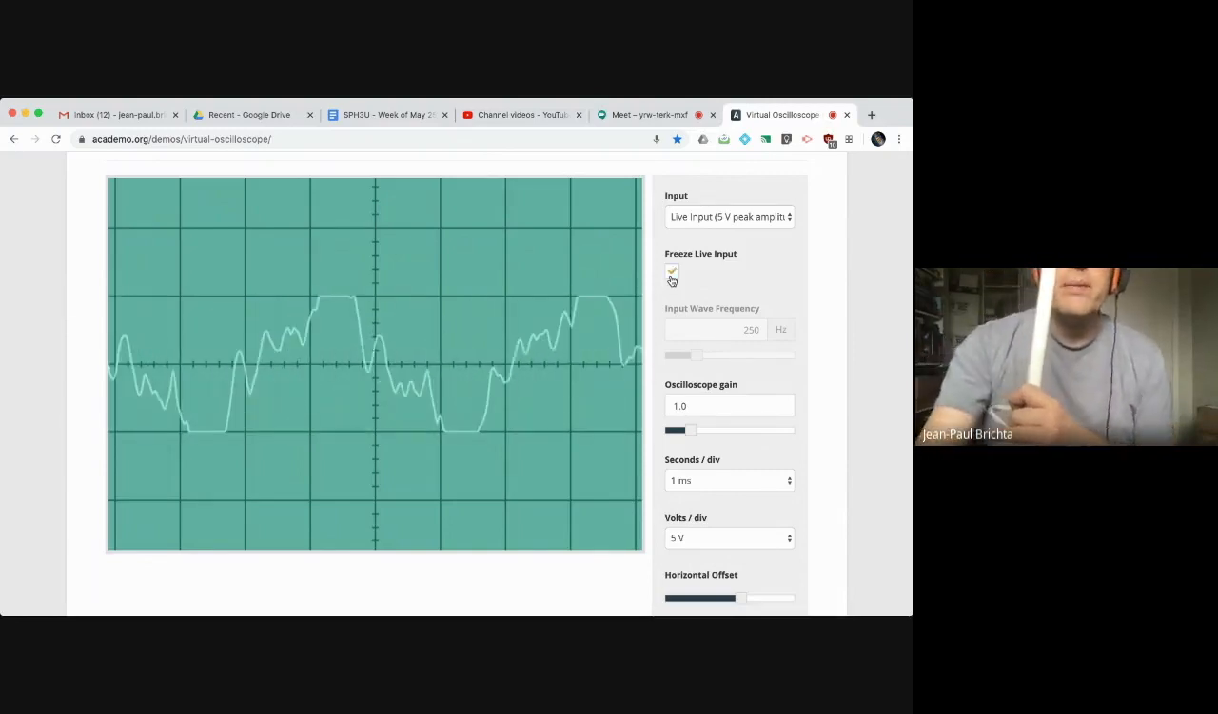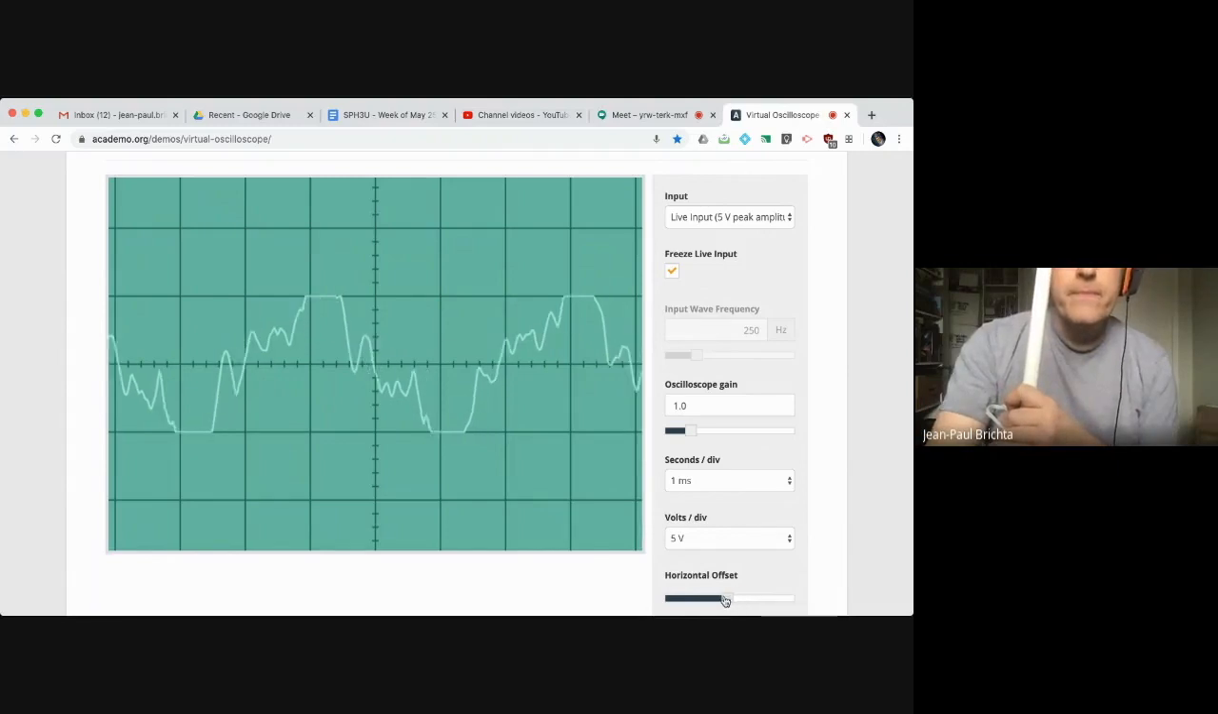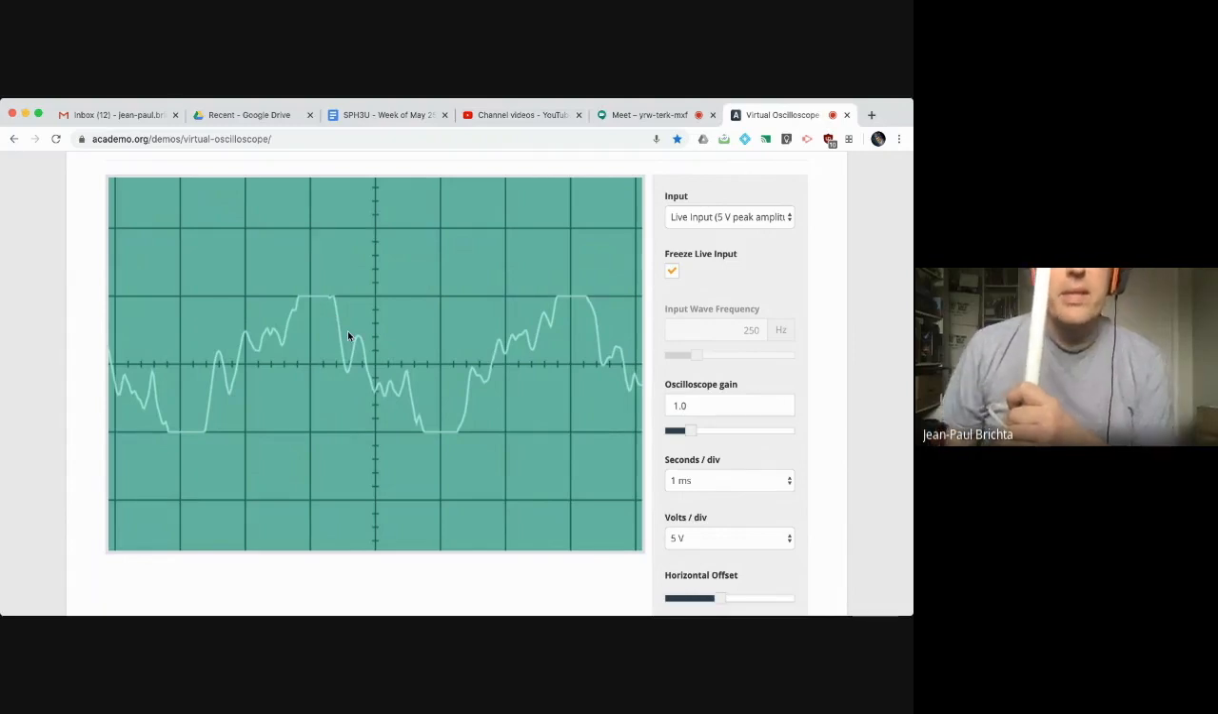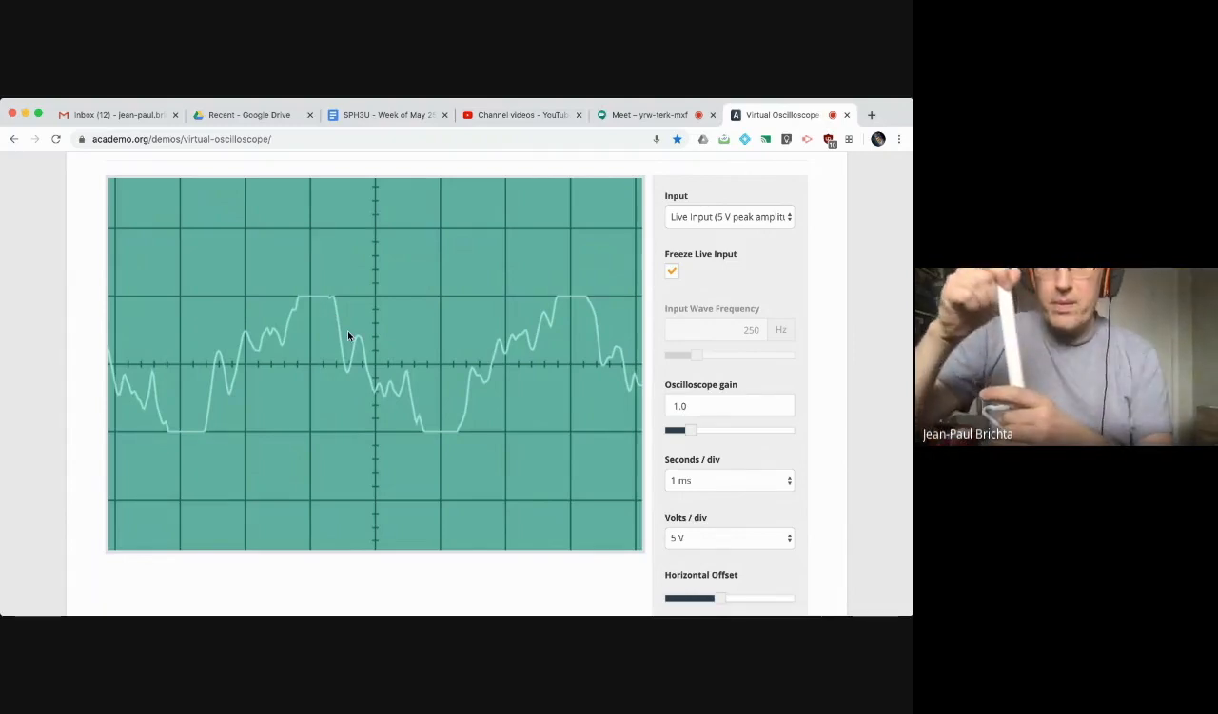All right, not too bad. Okay, something like that. If you go from the middle of this crest to the middle of this crest, how many milliseconds is that? All right, folks, that's the data.